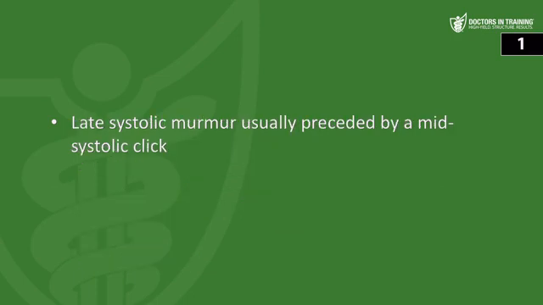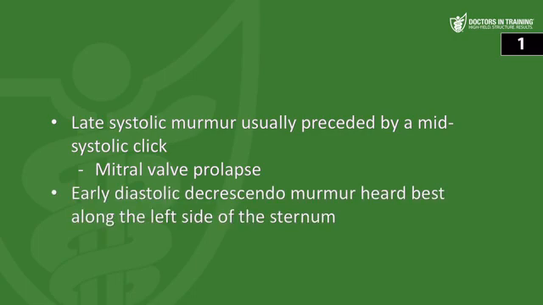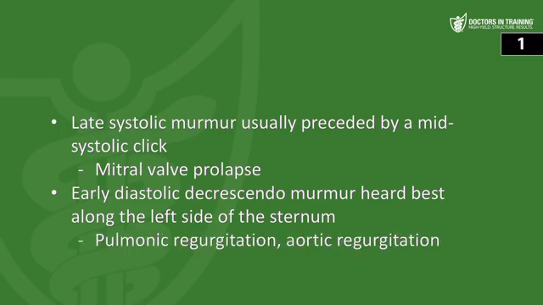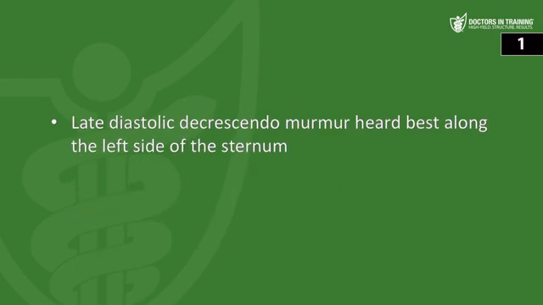Late systolic murmur, usually preceded by a mid-systolic click. That's going to be mitral prolapse. Early diastolic decrescendo murmur, heard best along the left side of the sternum. This is going to be a pulmonic regurgitation, or it could be aortic regurgitation. Late diastolic decrescendo murmur, heard best along the left side of the sternum. So this would be a tricuspid stenosis.